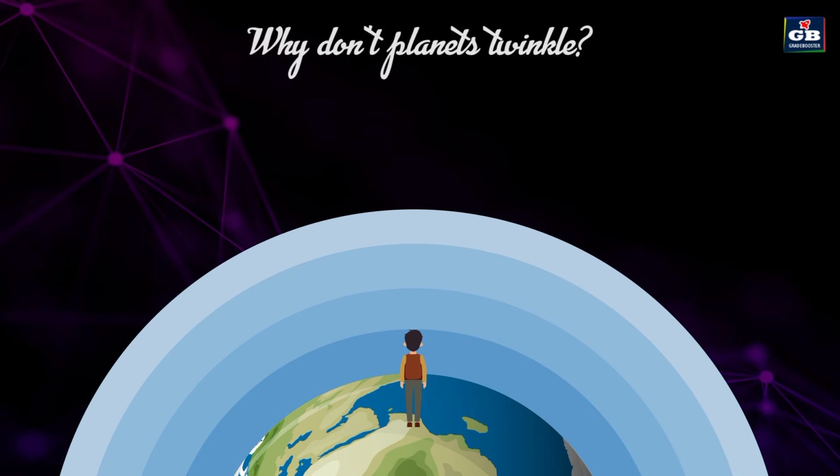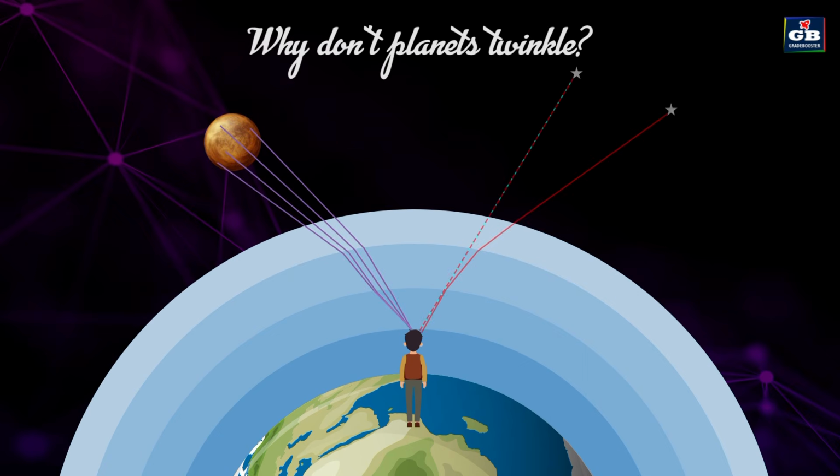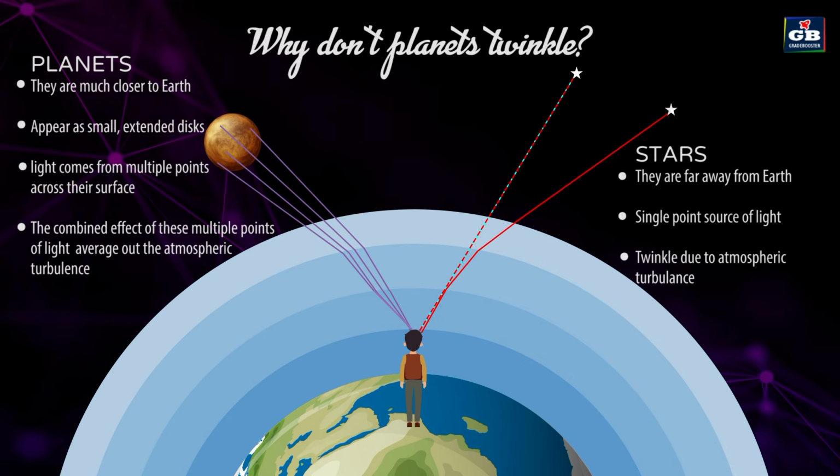If that is the case, then why don't planets twinkle? Why does it not apply to the planets? Planets do not twinkle like stars because they are much closer to Earth and appear as small extended disks rather than point sources of light. Planets are not point sources of light. Many points of light come from the planets since they are bigger and closer to the Earth. They are not a single point source of light. This phenomenon happens only with a single point source of light, that is, in the case of stars.